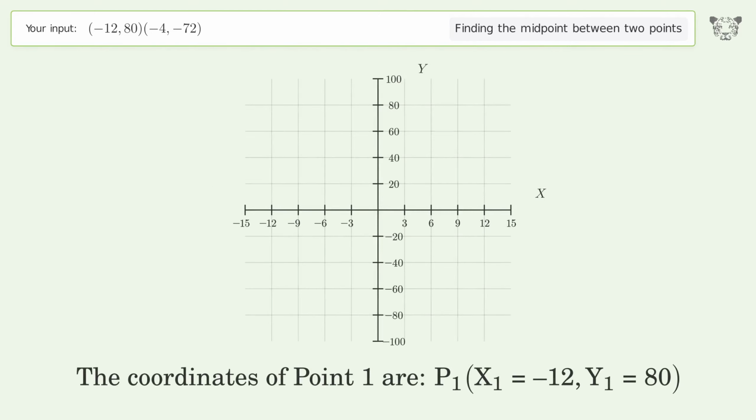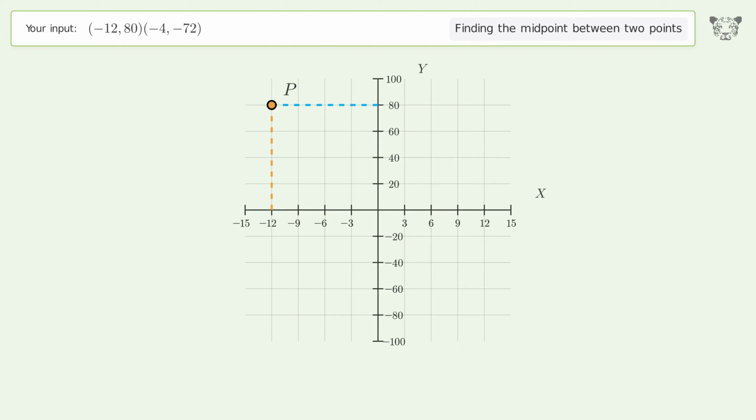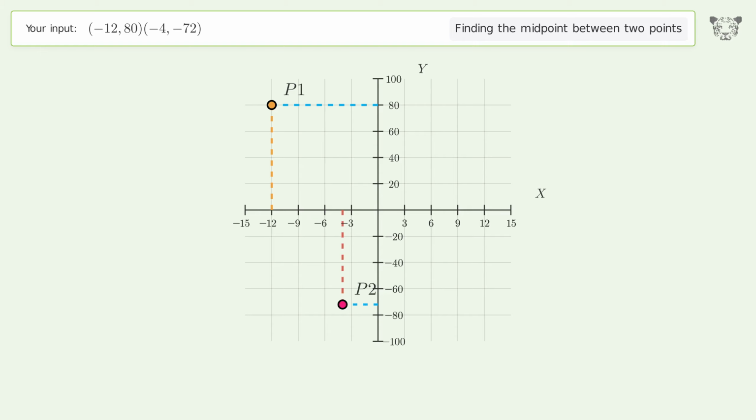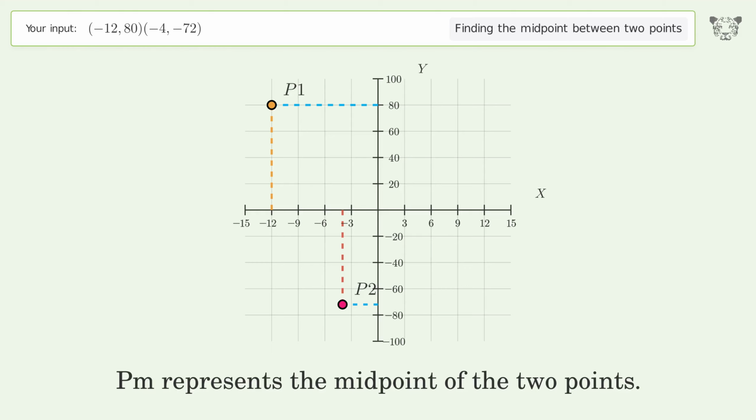The coordinates of point 1 are, x1 equals -12, y1 equals 80. The coordinates of point 2 are, x2 equals -4, y2 equals -72. PM represents the midpoint of the 2 points.